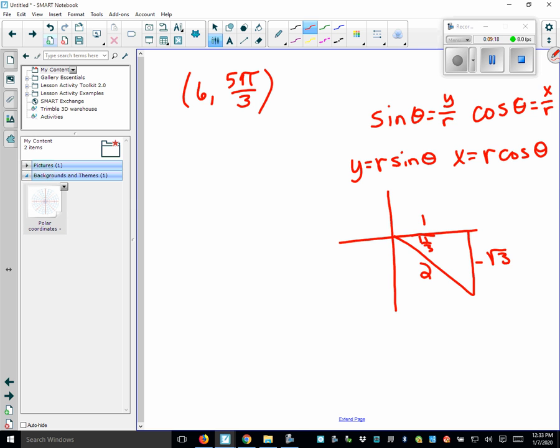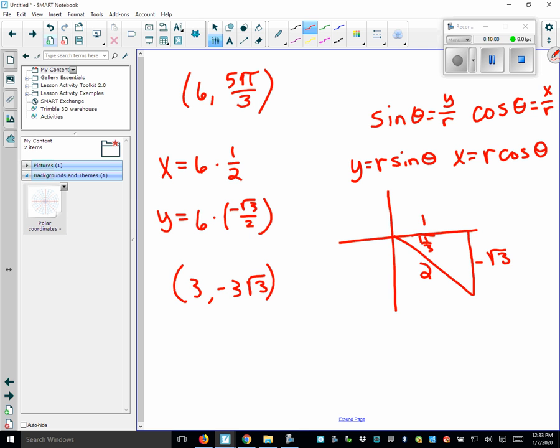So if x is r cosine theta, and r is 6, what's the cosine of that angle? 1 half. Positive 1/2. And y is r sine theta, which is 6 times what? Negative radical 3 over 2. So that's the same thing as negative 3 radical 3.